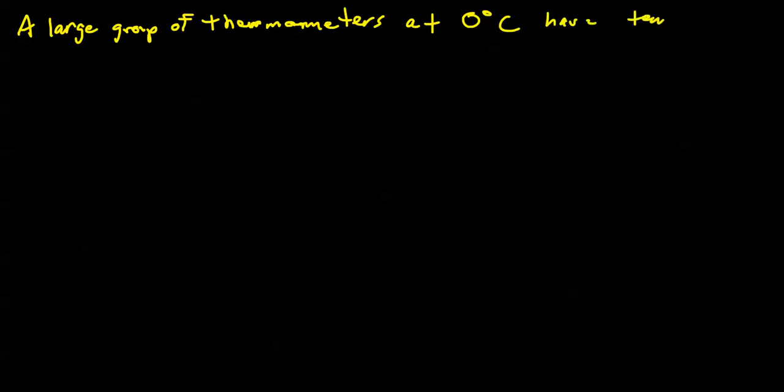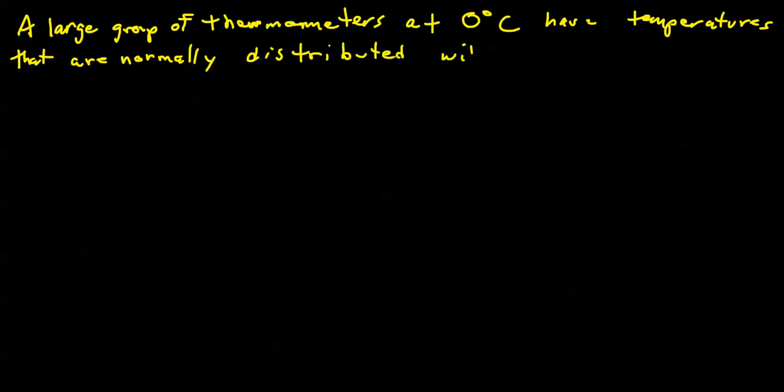I'll say a large group of thermometers at 0 degrees Celsius have temperatures that are normally distributed with a population mean of 0 degrees Celsius and a standard deviation of 1 degree Celsius. Alright, hopefully we can grasp the picture here.